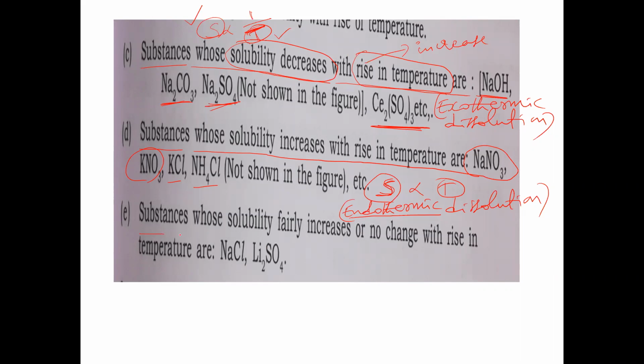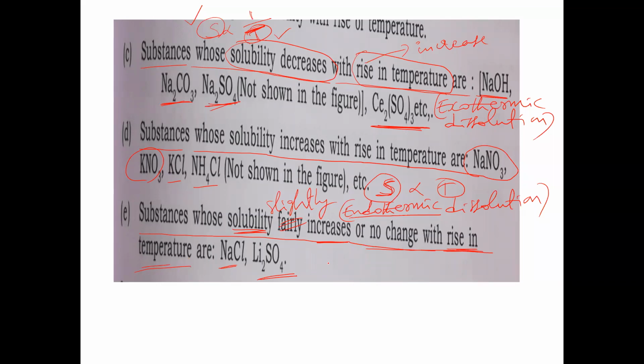Next, substances whose solubility fairly increases, or sometimes has no change, with rise in temperature are NaCl and lithium sulfate. Sodium chloride and lithium sulfate, the solubilities will change very slightly. Fairly increases means slightly increases. Otherwise, there is no change at all with rise in temperature.